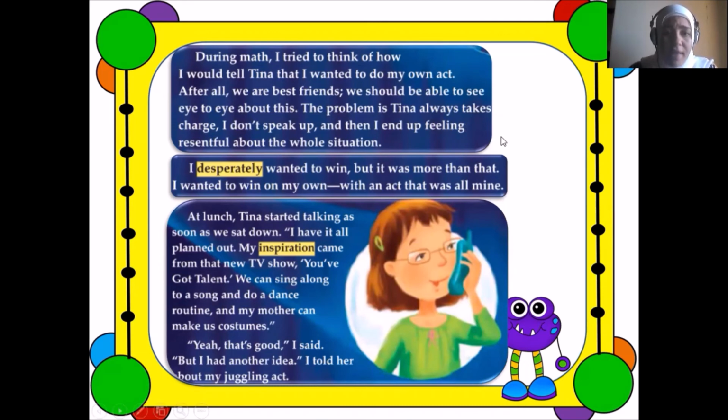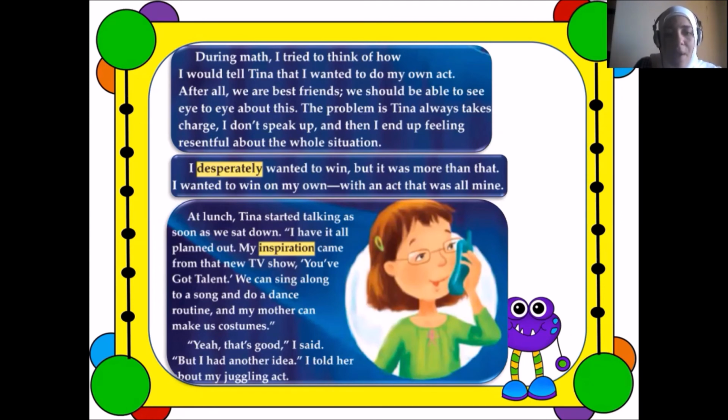At lunch, Tina started talking as soon as we sat down. "I have it all planned out. My inspiration came from that new TV show, You've Got Talent. We can sing along to a song and do a dance routine, and my mother can make us costumes." "Yeah, that's good," I said, but I had another idea.